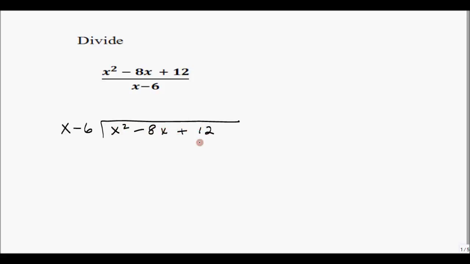plus 12. Right, now what we do is we take the first term here, this x, and divide it into that term. So we take, in other words, x squared and divide it by x. Now whatever that result is, and of course in this case x squared divided by x is x, whatever that result is, we put it right on top of the x squared. And then we take this x times x minus 6. X times x is x squared. X times a negative 6 is a negative 6x.